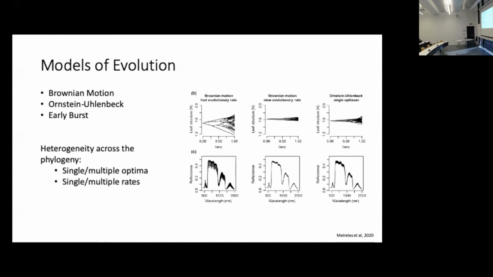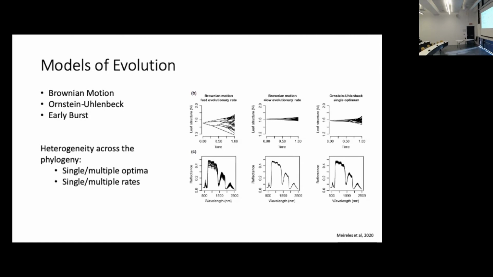But on the right here, we can see a figure from the Morales paper where they illustrate this in spectral data. So the left two columns are Brownian motion. The farthest left is a faster rate, so you get more variation. And the farthest right is an Ornstein-Uhlenbeck model where there's selection towards an optimum. So you can see what that looks like both in terms of the phylogeny and in spectral data itself.